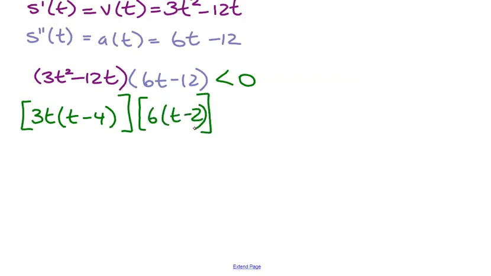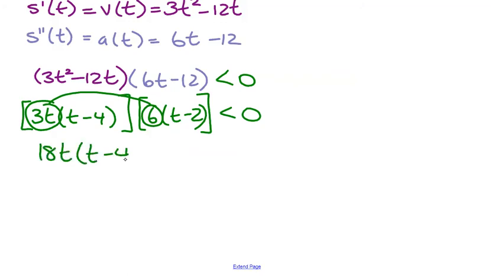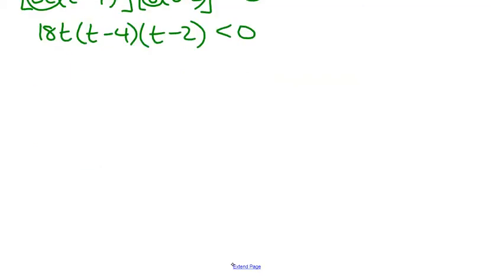Now I'm going to clean that up a little bit by bringing the 6 all the way to the front and multiplying it. So 18t, I still have the t minus 4, and I have the t minus 2. From here I can already solve for my t-intercepts. This one's going to give me t equals 0. This one's going to give me t equals 4. And this one's going to give me t equals 2. So those are all of my intercepts.